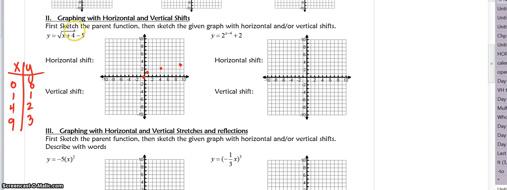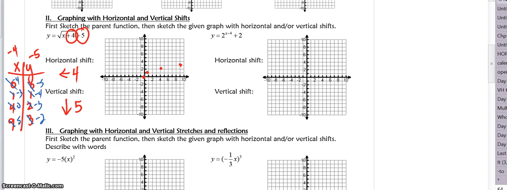Okay, when I look at this, I notice that there is a horizontal shift that's going to take me to the left 4. So that means I would subtract 4 from all my x's, and there's a vertical shift that's going to take me down 5. So I would subtract 5 from all my y's. What I'm going to do is do that on my ordered pairs. I get -5, -4, -3, and -2. And then over here I'm going to subtract 4, so I get -4, -3, 0, and 5.